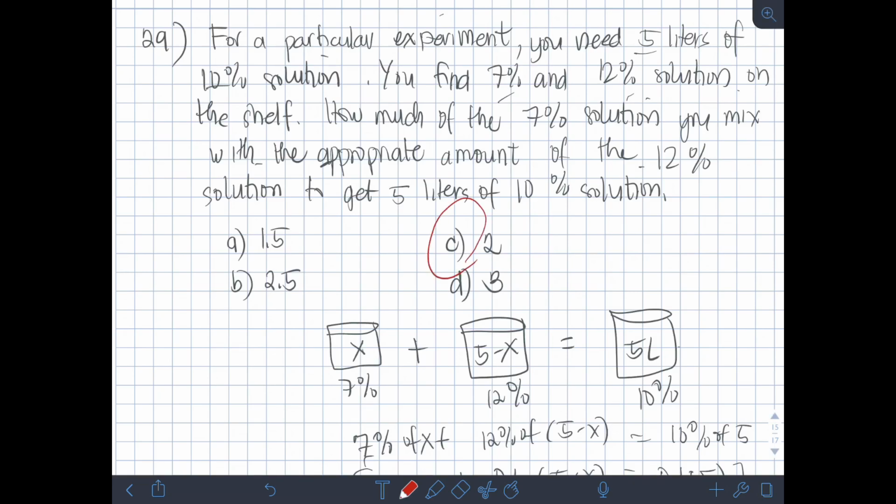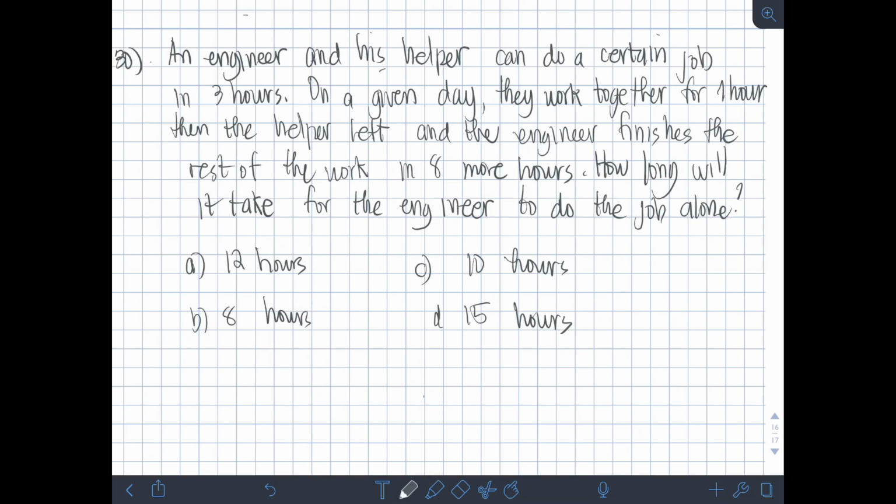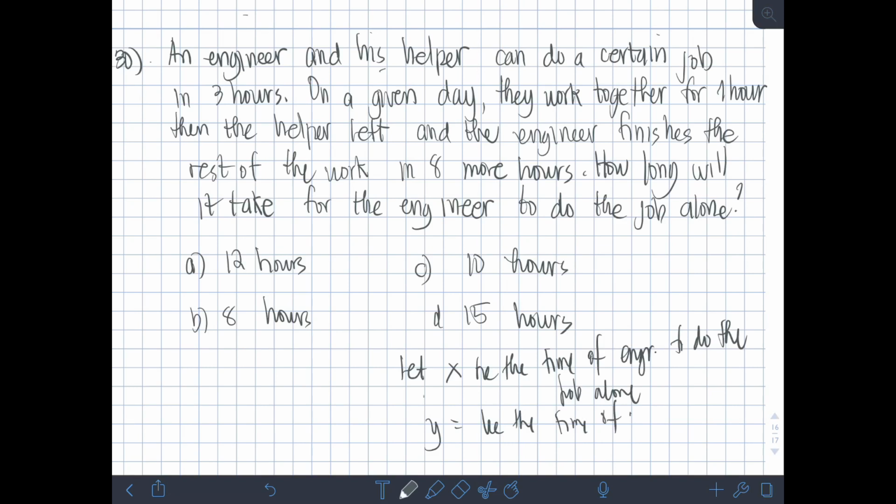2 liters. Okay? Next, we have: an engineer and his helper can do a certain job in 3 hours. On a given day, they work together for 1 hour and then the helper left and the engineer finishes the rest of the work in 8 more hours. How long will it take for the engineer to do the job alone? Okay, so let x be the time of the engineer to do the job alone, and let y be the time of the helper to do the job alone.